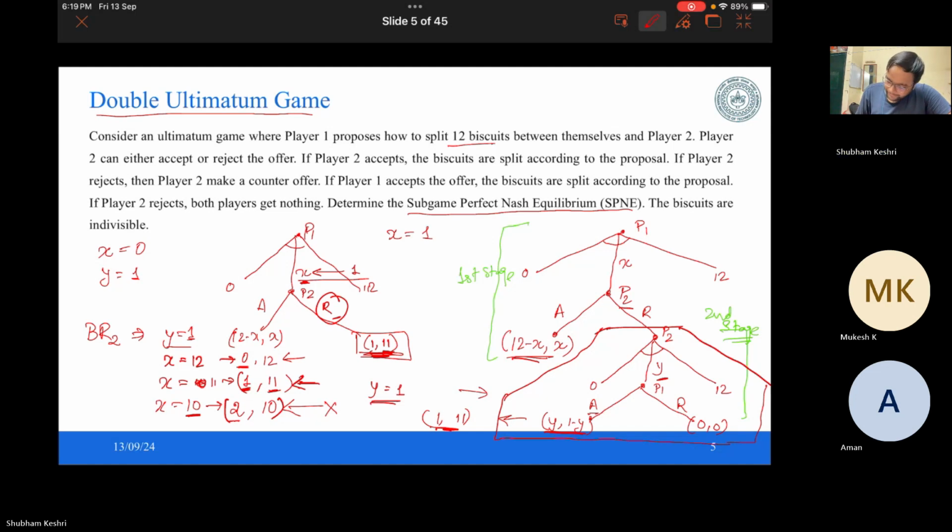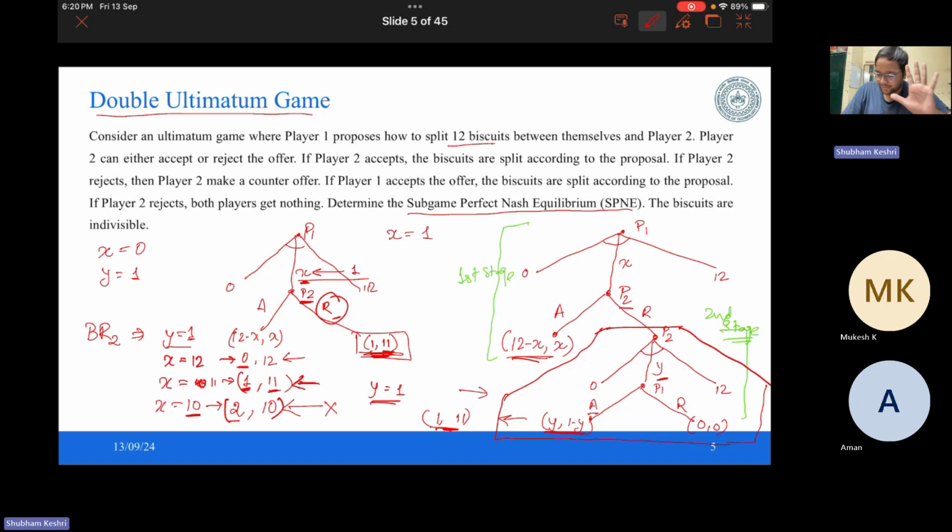You see, if player 2 rejects the offer, the utility will be 1, 11. If he accepts the offer, then also the utility is 1, 11. If player 2 accepts the offer before the second stage, then the utility will be 11, 1, because P1 will get 11 and P2 will get 1. And in the second stage, player 2 can get 11.